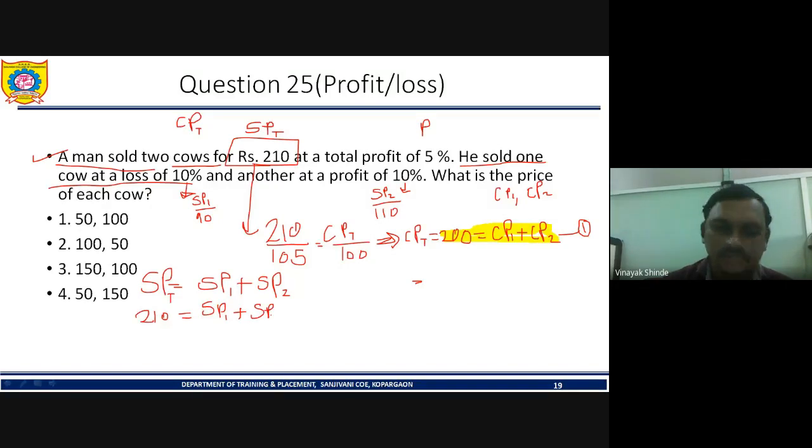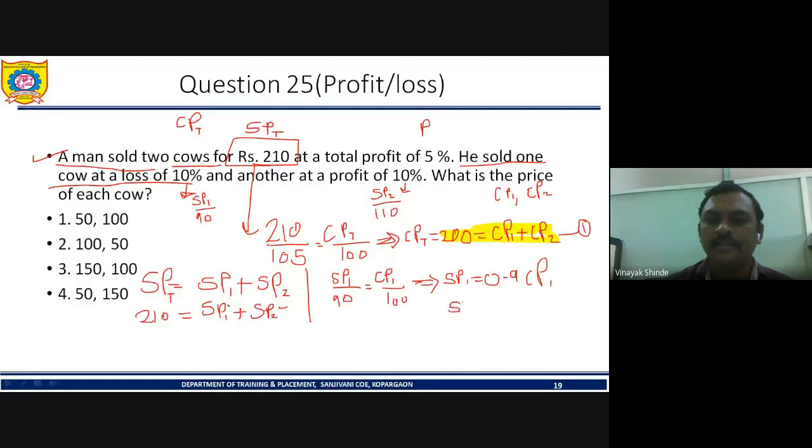But in these two equations, we are interested in calculating the cost price of each cow. So now try to write selling price 1 and selling price 2 in terms of cost price 1 and cost price 2. कैसे लिखोगे? So for that, the equation selling price 1 divided by 90 is equal to cost price 1 divided by 100. तो selling price 1 कितना आएगा? So selling price 1 will be 0.9 CP1.